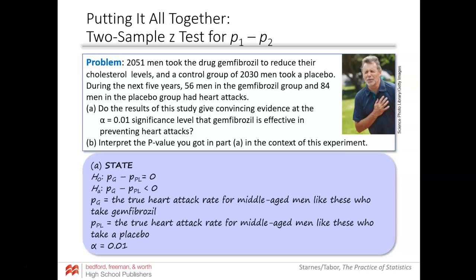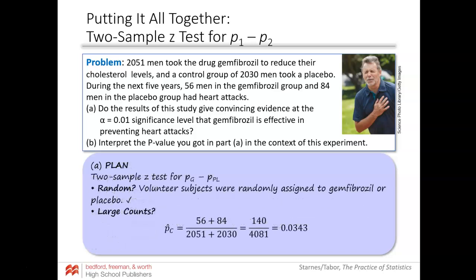All right, so there's our state. Here is our plan. We're going to say what test we're going to use, regardless of which method you're choosing. You must say this: a 2-sample z-test, and then notate the direction in which you're subtracting them: P sub G minus P sub PL. They are randomly assigned to the groups, so that's been done. And you'll notice they didn't bother with the 10% condition because they are not sampling without replacement, so we don't have to worry about that.